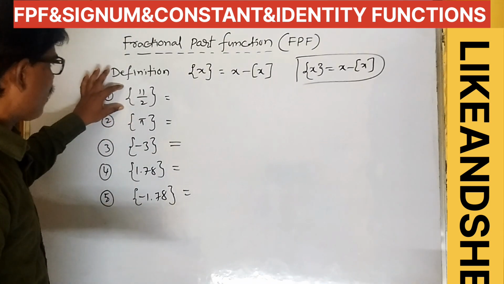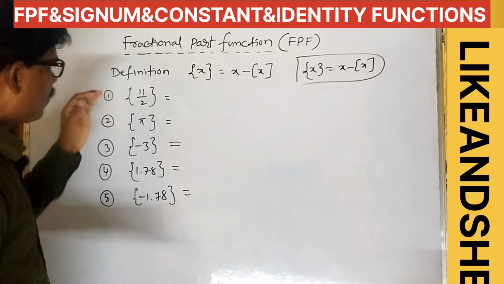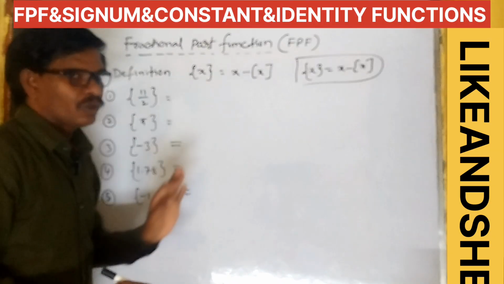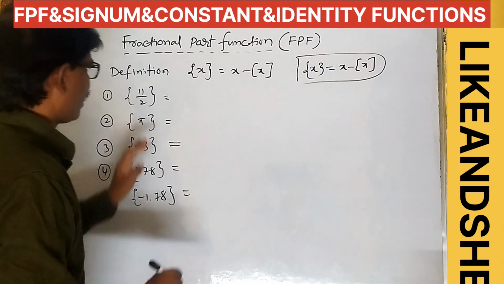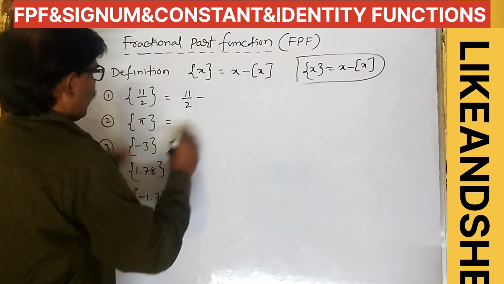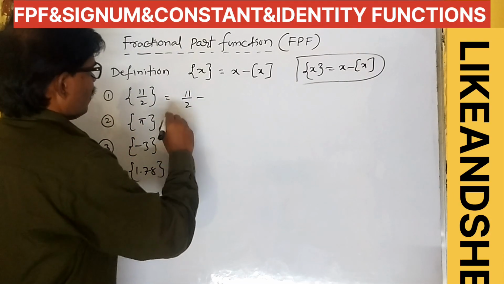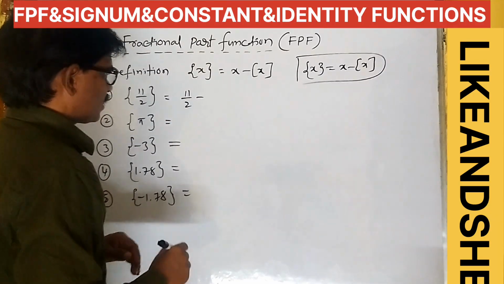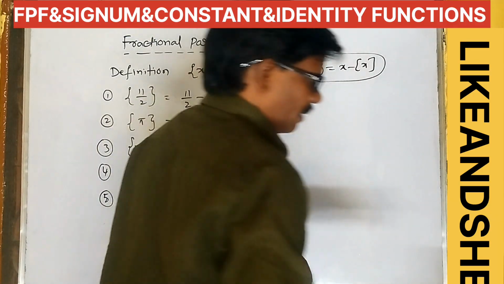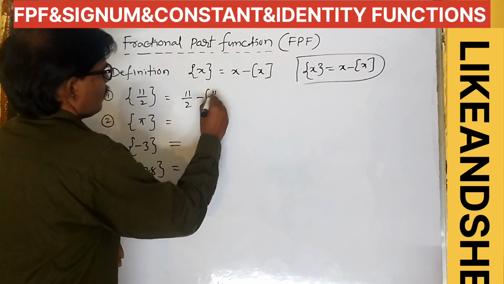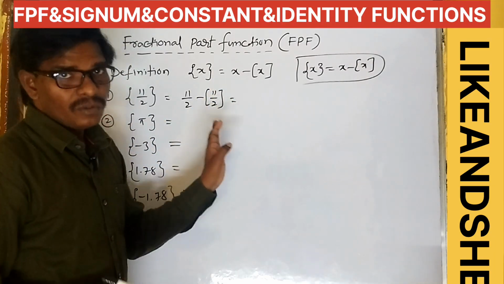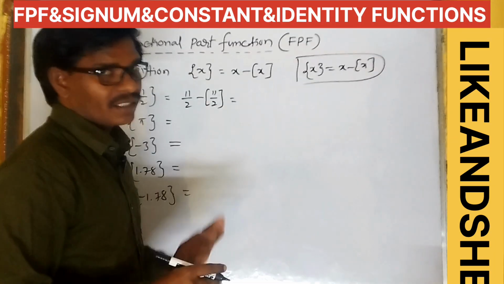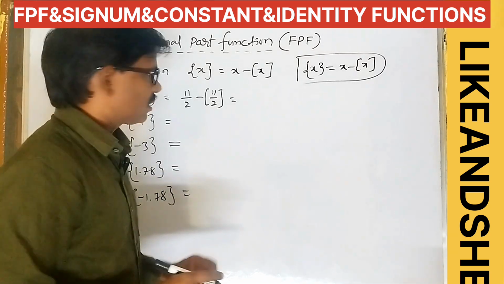This is the fractional part of 11 by 2. It means, what is the x value and what is the step x value? This is 11 by 2 minus step x. The step of 11 by 2 is equal to 5, the integer, and after that comes 0.5.